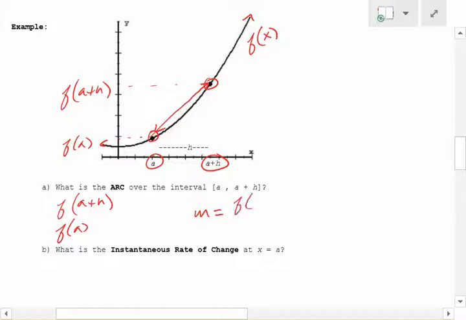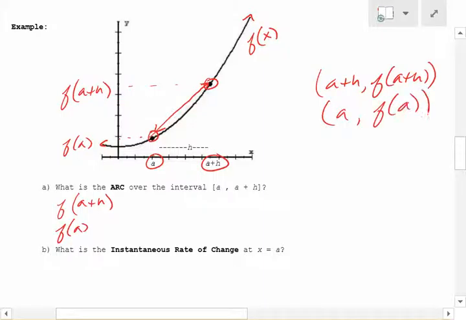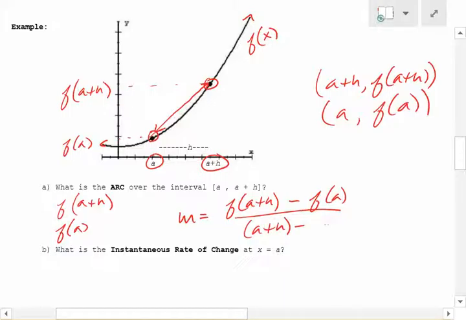So if we want to find the slope between those 2 points, what is that slope going to be? The 2 points, I'll make this more explicit. The point we're going to is a plus h, comma f of a plus h. What's the first point? A, comma, f of a. So what's that slope going to be equal to? F of a plus h minus f of a all over a plus h minus what?